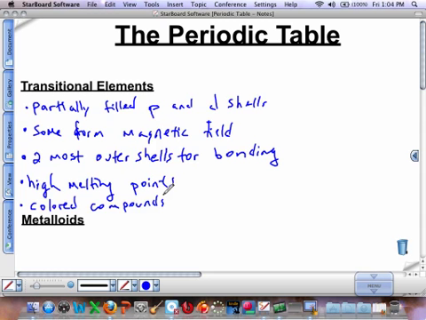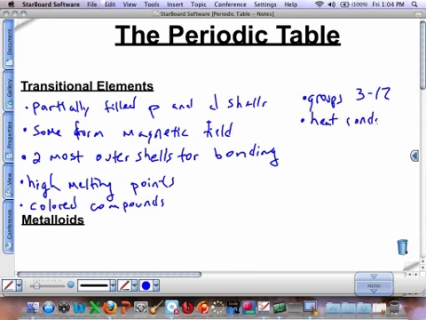Go ahead. Anything else? There are 38 elements in the group, groups 3 through 12. We'll keep that down. I think that'll be our last one. So we're groups 3 through 12. And they're good heat conductors.